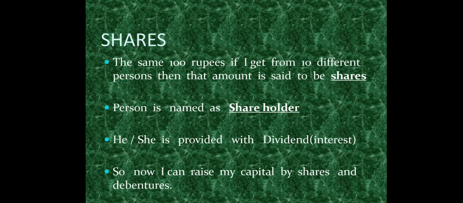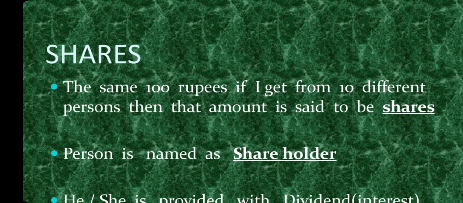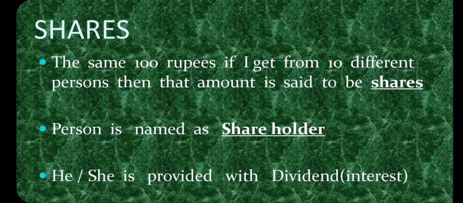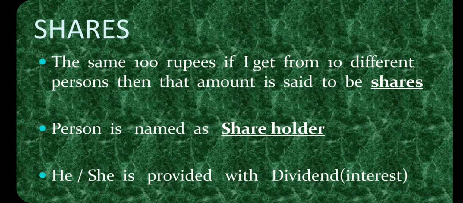The next way is by means of shares. Yes, we already saw one example. In the same way, for shares also, the same 100 rupees. If I am getting these 100 rupees from 10 different persons, then that amount is said to be shares. If I get this 100 rupees from a single person, that is said to be a debenture. But if I get it from 10 different persons, then the amount is said to be shares. That is, 10 different persons are sharing my capital, and the persons who are sharing my capital are called shareholders.